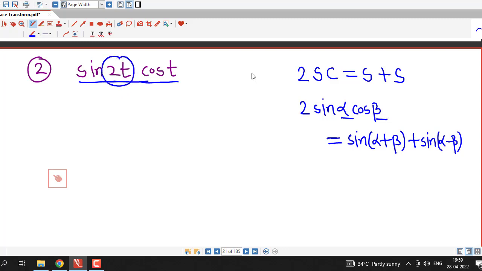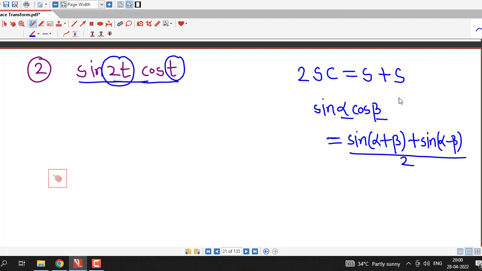If we compare with 2 sin alpha cos beta, instead of alpha we have 2t and beta is t, and we are not having the 2, so this we can rewrite as 1 by 2 times sin alpha plus beta plus sin alpha minus beta.